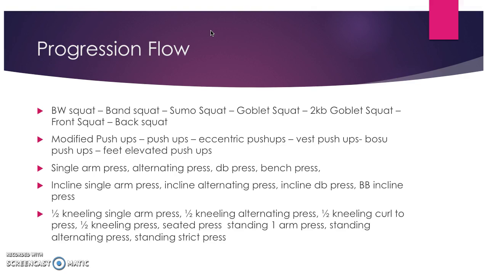For instance, a bench press. Some of our strength clients can't bench press, so we whittle them down to a dumbbell press. Incline single arm press, incline alternating press, incline dumbbell press, barbell incline press. So all of these are variances.